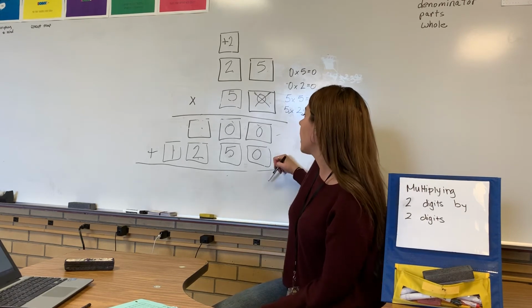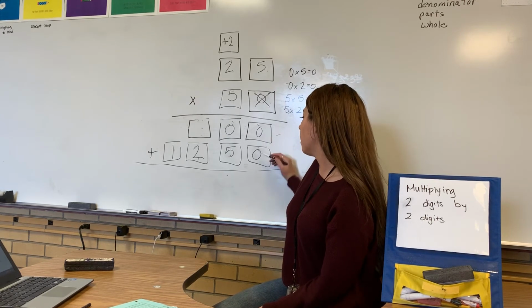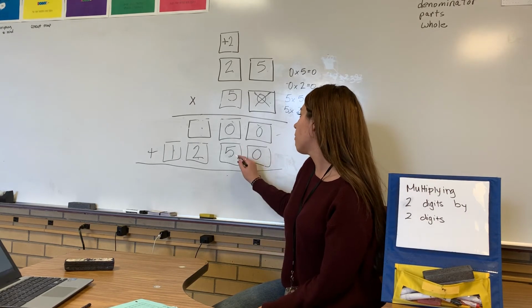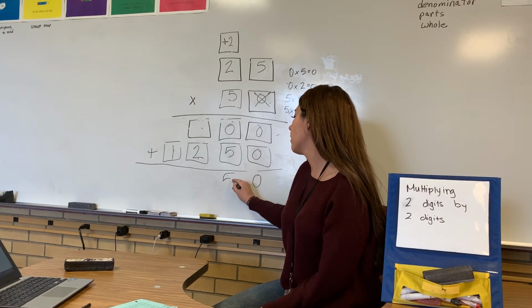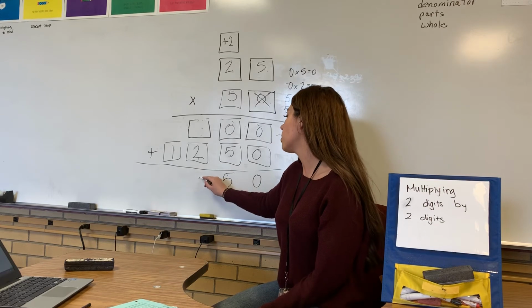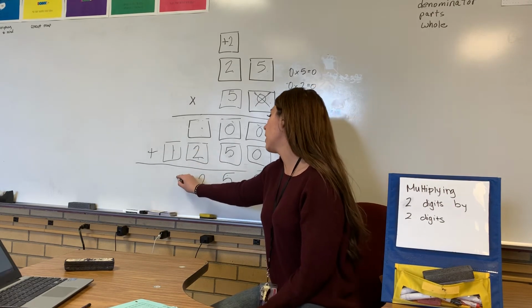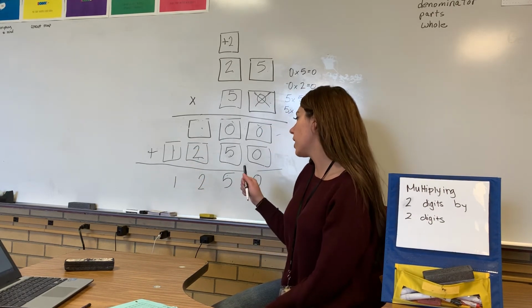Now I can just start adding the boxes. 0 plus 0 is 0. 5 plus 0 is 5. 2 plus nothing is 2. 1 plus nothing is 1. So my answer is 1,250.